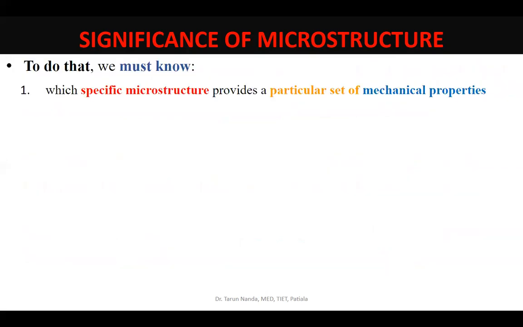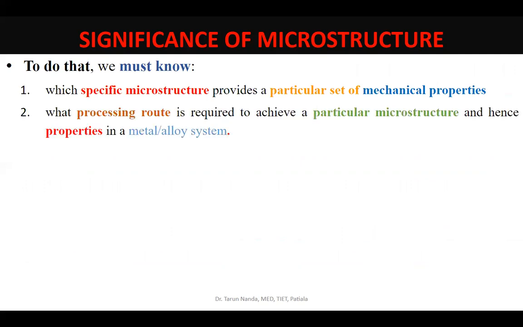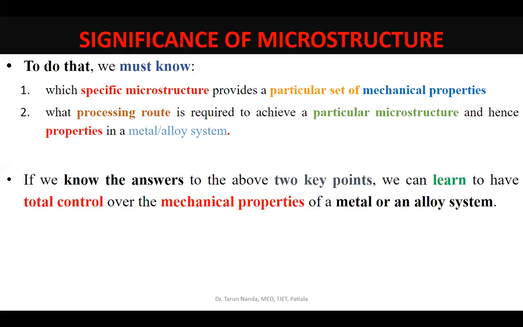So we need to know two things. Number one, which specific type of microstructure would give us what specific type of mechanical properties. And the second, how do we get that? What processing is required through which a particular microstructure, which would give me some peculiar mechanical properties, can be obtained. Now, if we know the answers to these two points, we can learn to have total control over the mechanical properties of a metal or an alloy system.